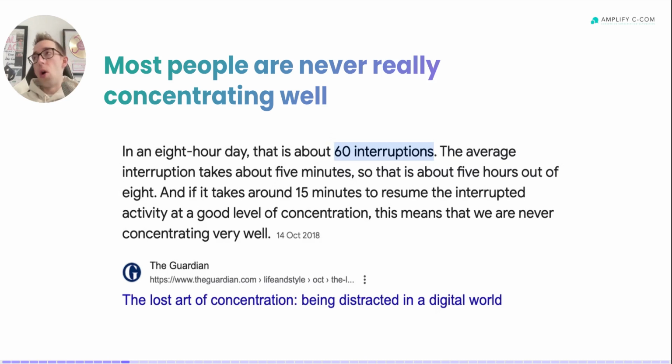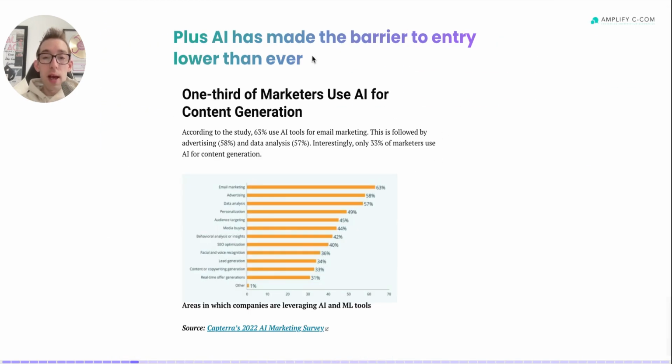So if you've got all those things competing for your customer's attention, when you bring them to the page and you convert them into a customer, you need to maximize that average order value, because if not, then you're not going to be profitable, right? Plus, AI has made the barrier to entry lower than ever. Over the next 12 months, over the next 24 months, what are we going to see? Well, we're going to see all these companies using AI.